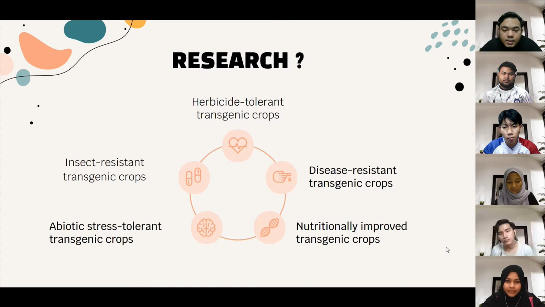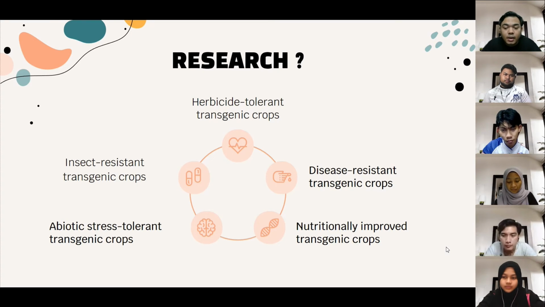And the second one is insect resistance transgenic crops, because insect pests and diseases cause severe crop loss throughout the years. The insects damage the crop by sucking their sap and chewing the plant's parts like the leaves, stems, roots, and so on. Therefore, I believe the insect resistance transgenic crops are a must.